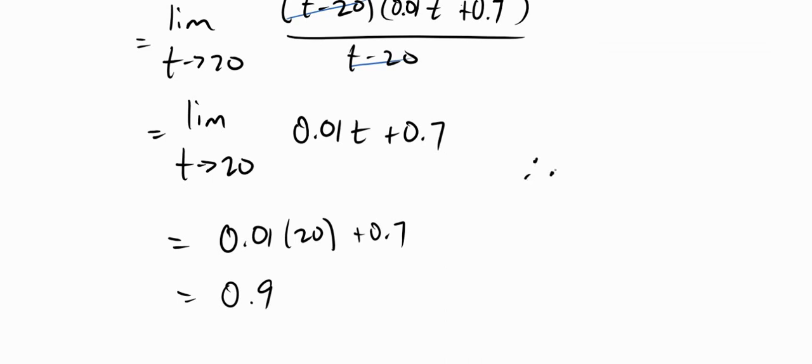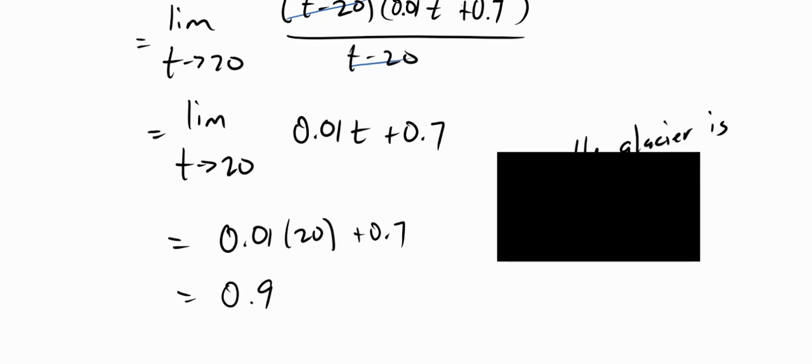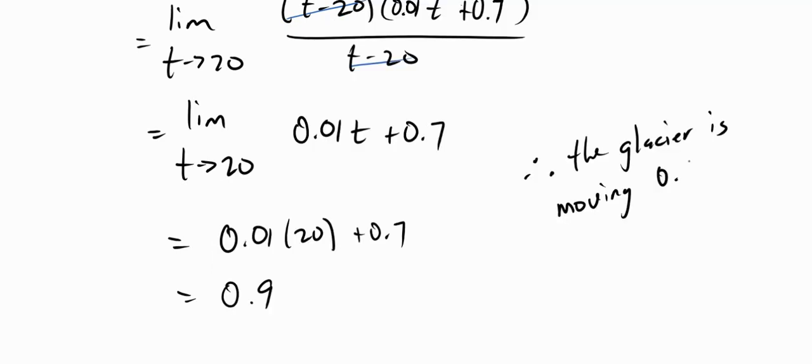Now interpret this answer. What does this mean? Okay, so the question was about a glacier moving. Therefore, it is moving 0.9 meters per day after 20 days.